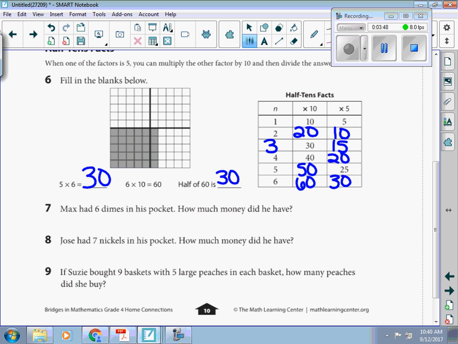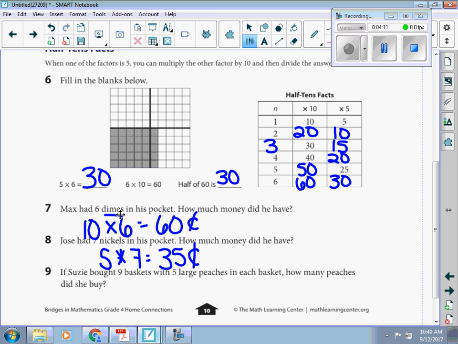Max had 6 dimes in his pocket. How much money did he have? Well, I know a dime is worth 10 cents, so 10 times 6 is 60 cents. Jose had 7 nickels in his pocket. How much money did he have? Well, I know a nickel is 5 cents, so 5 times 7 is 35. And if you weren't sure of the fact, you can go back and do the tens or count by fives.